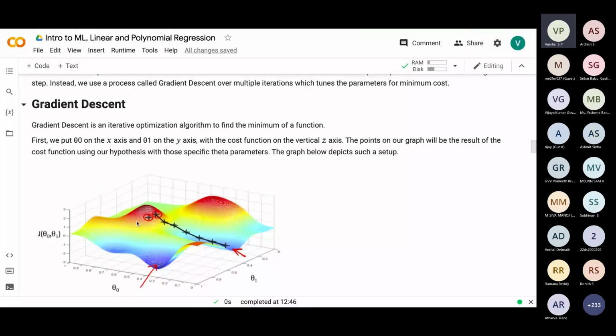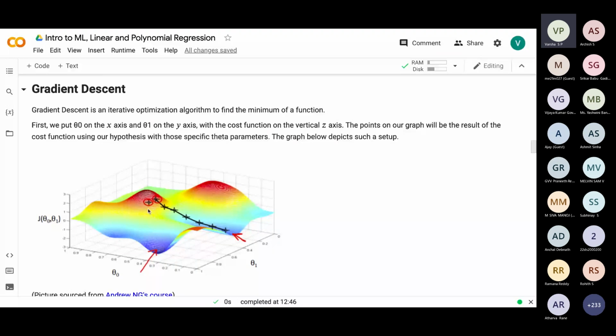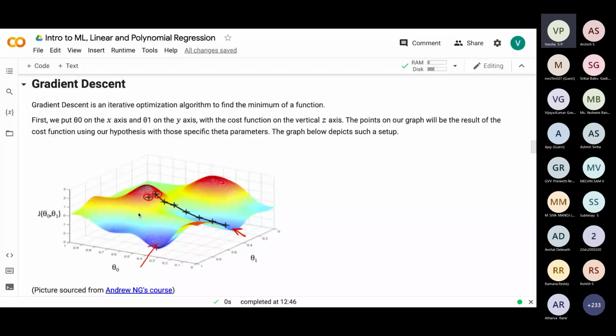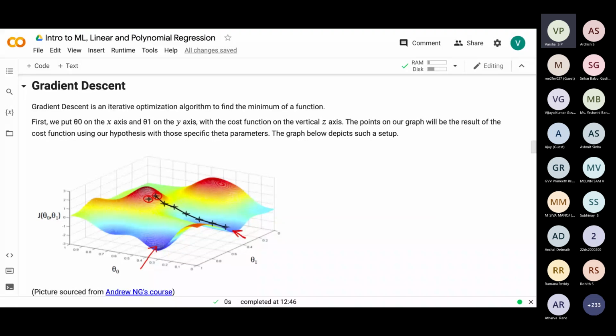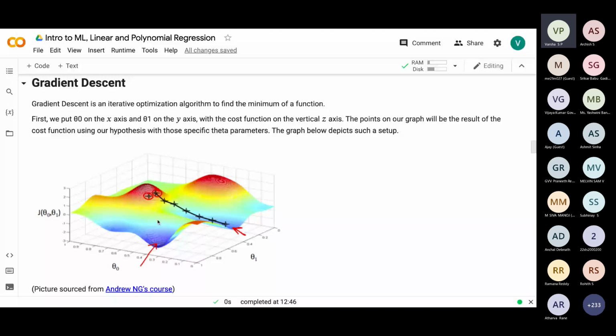Suppose this is an example. You can see there are different points. The cross represents a point on the model, on the cost function. Basically, in gradient descent, you find the error in your model for different values of input variables. This is repeated, and soon you can see the error values keep getting smaller and smaller.